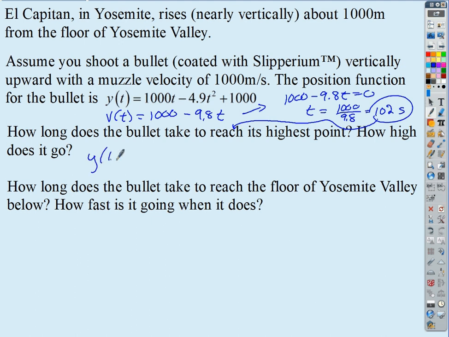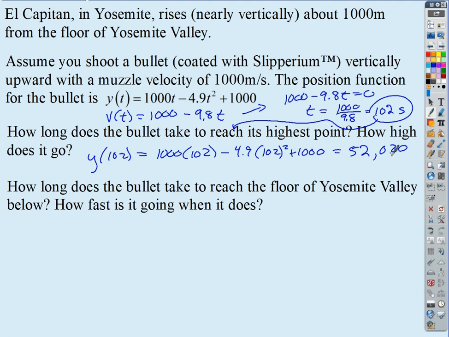So y of 102 equals 1,000 times 102 minus 4.9 times 102 squared plus 1,000. What's that give us? 52,020? Okay. So that's about 10 miles, theoretically. Is it really going to go that high? No, the air resistance is going to have an effect. But theoretically, it goes up about 10 miles.